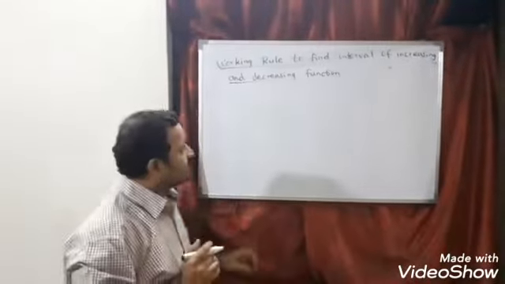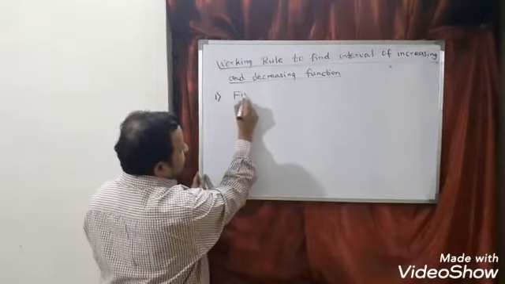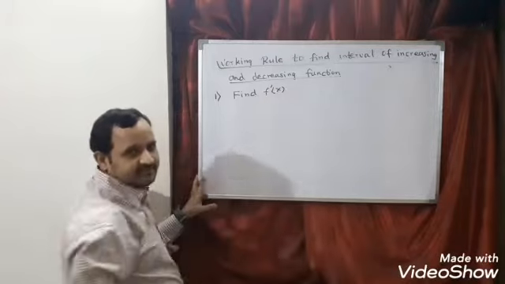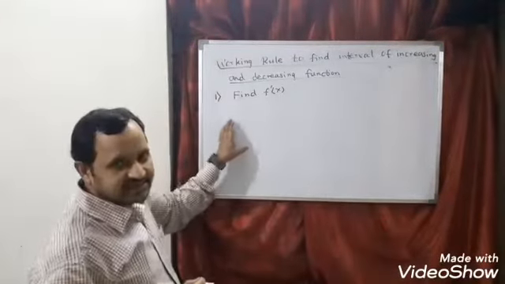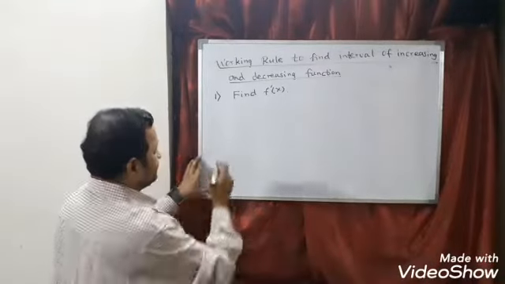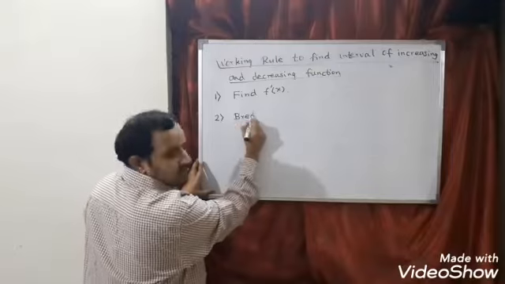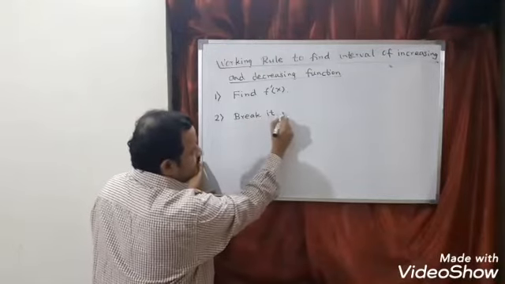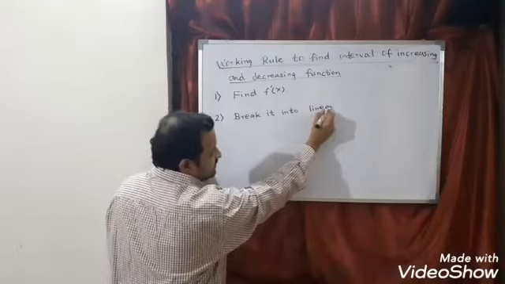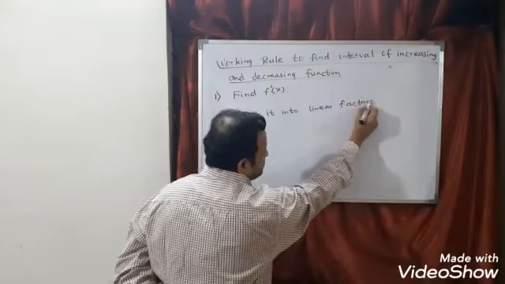So first step under working rule is find f dash x. Whenever function is given, the first step is you have to find f dash x. Second step, break it into linear factors.